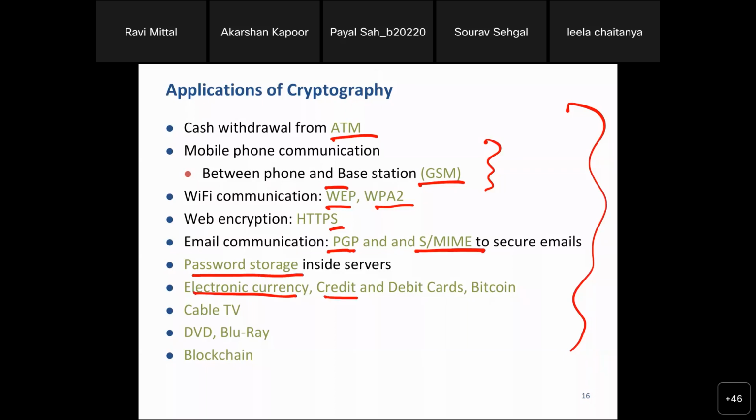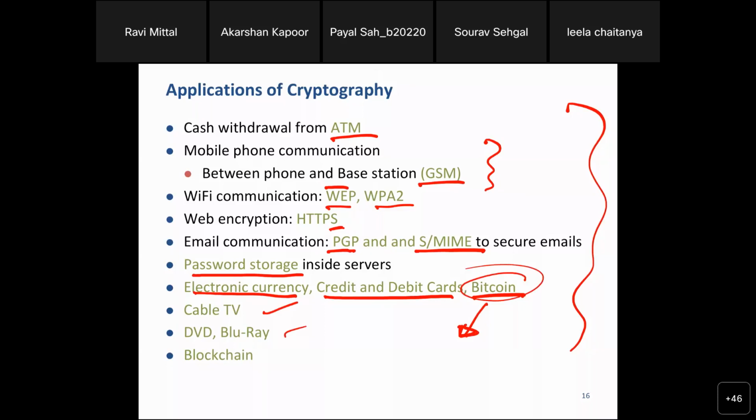E-currency, credit card, debit card, communication, Bitcoins. Bitcoin is a very interesting concept, right? You use very large keys, and you have a private key and a public key. We'll study this. These private keys are very long and generated every time you want to do a transaction. So we'll look at how we can use encryption in Bitcoin.